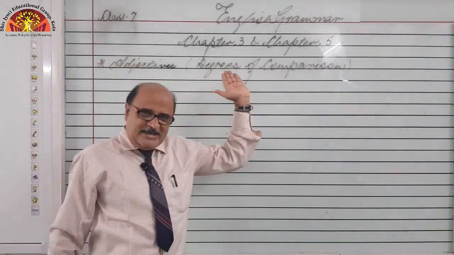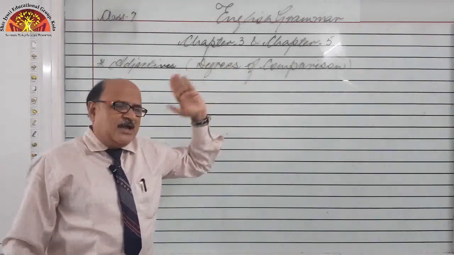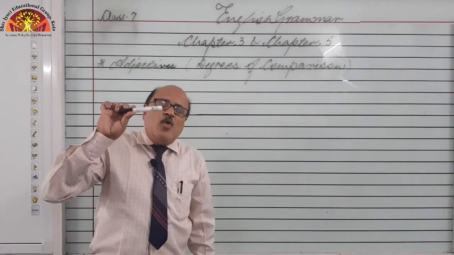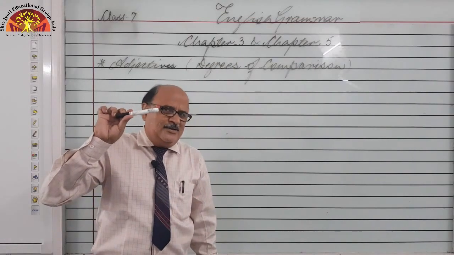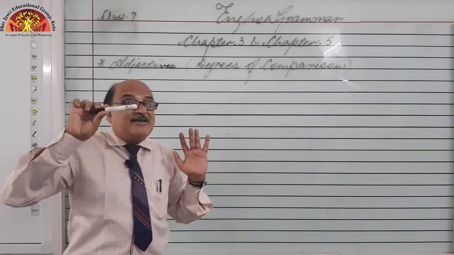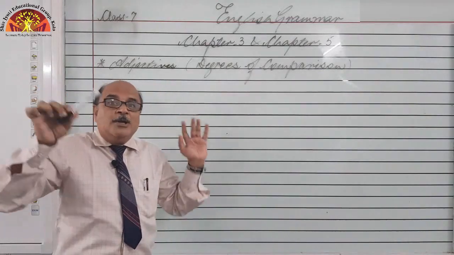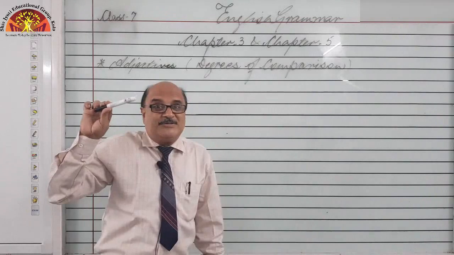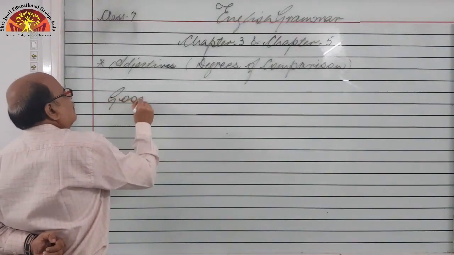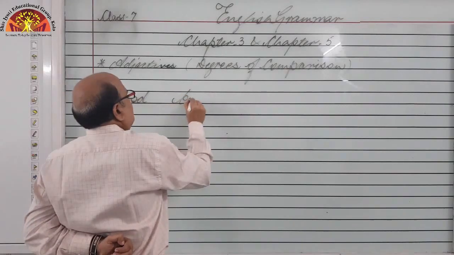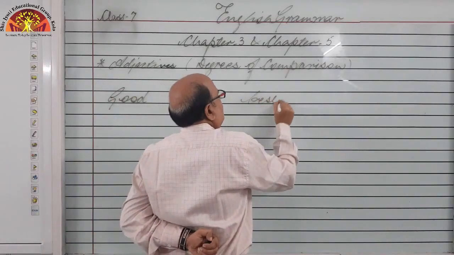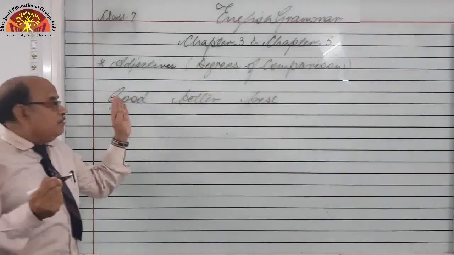So dear students, let's have a look. Our next topic is degrees of adjective. Degrees means level. This is a pen. What kind of pen this is? Don't you think this is a good pen? No. Somebody will say this is better. And somebody else will say this is the best pen I have ever seen. So you can see good, better and best.